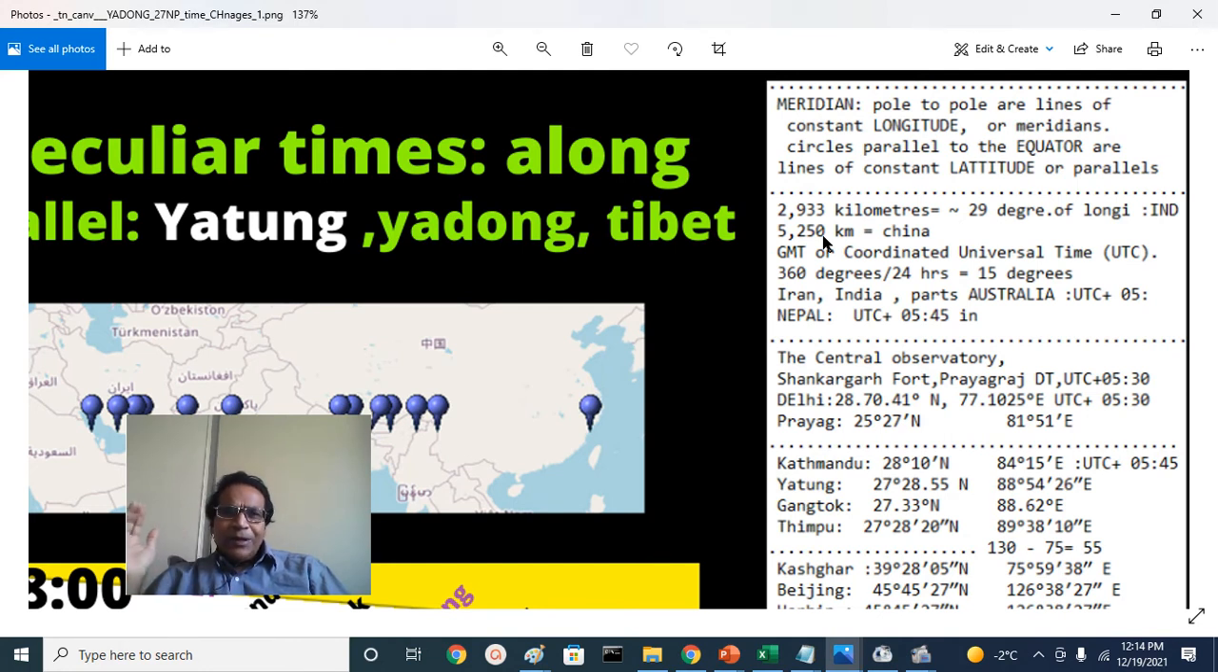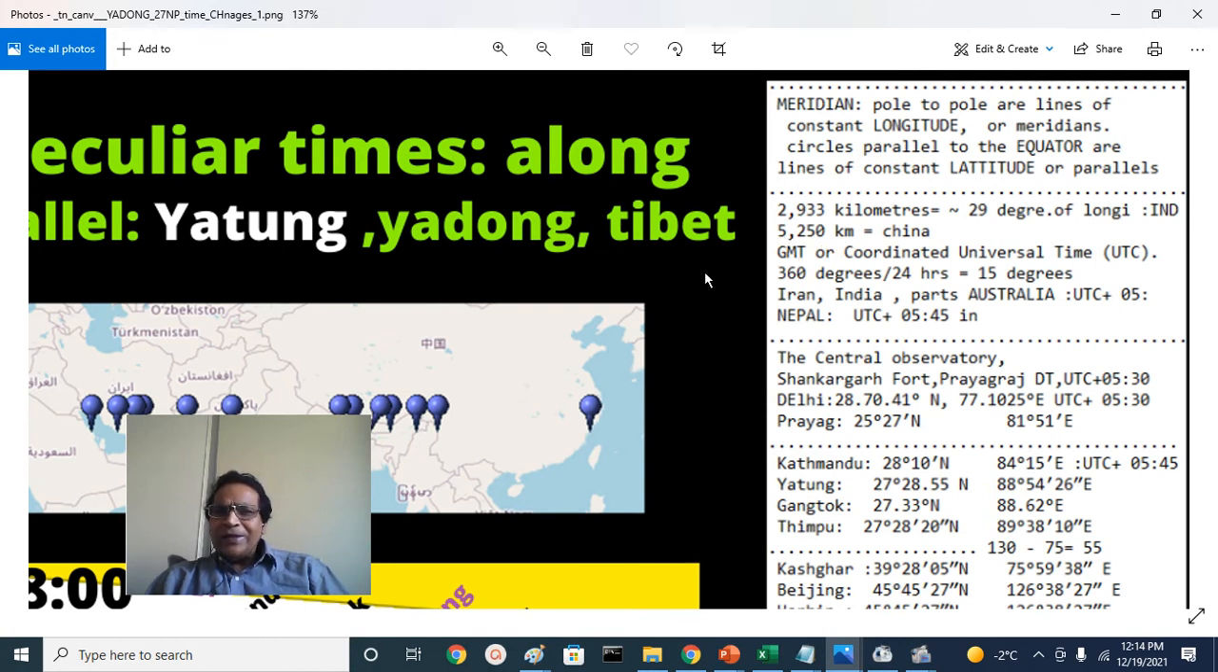That means China can have at least 4 time zones very comfortably. 4 time zones means 45 is 3, and again 52 is 3.5. So 3 to 4 time zones it could have, but it has only 1 time zone. That time zone they have taken based upon the Beijing area.